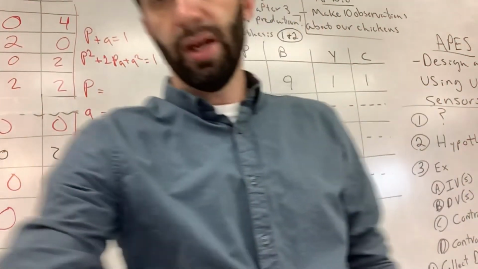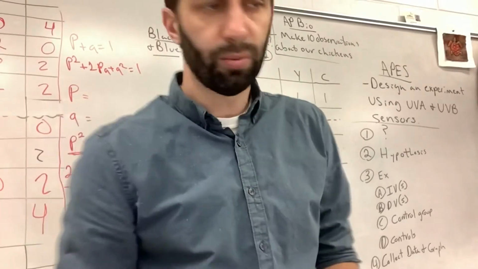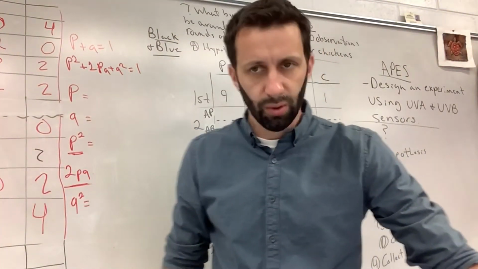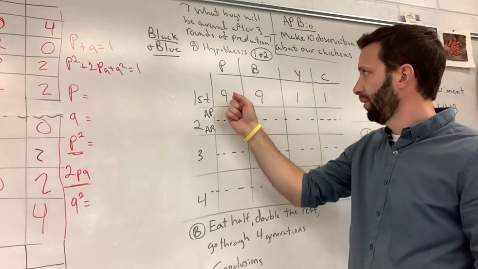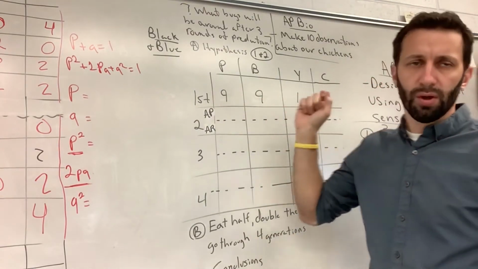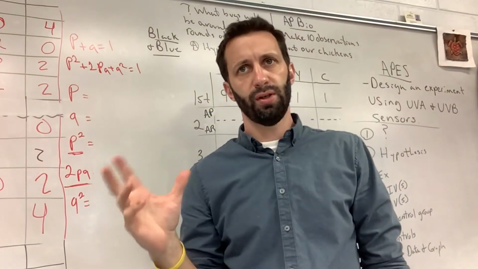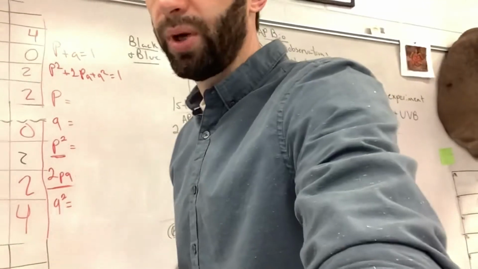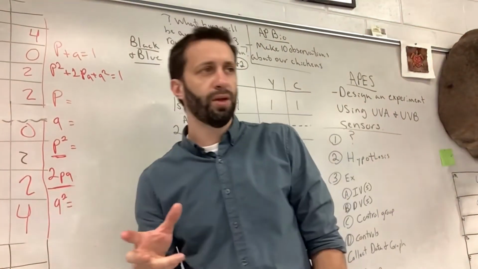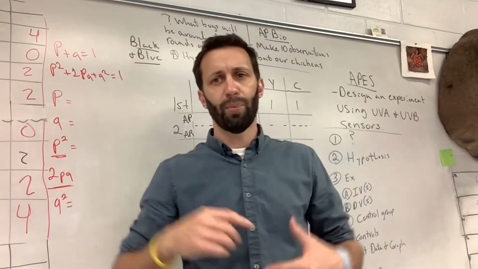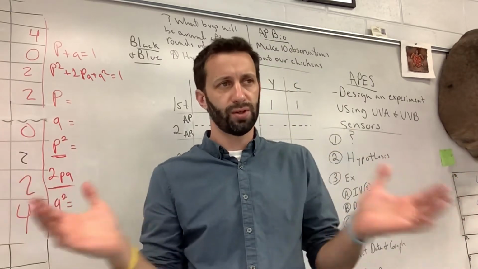Okay, so today we're doing this lab called the Bead Bug Lab, and I'm doing a modified version of what we normally do with Science in Motion. You guys are going to start out with 9 pink, 9 blue, 1 yellow, and 1 clear. The yellow and clear are essentially mutations that have happened in the population. They're pretty rare, and we're going to see if those mutations are able to permeate through the population or if they're just going to die off.